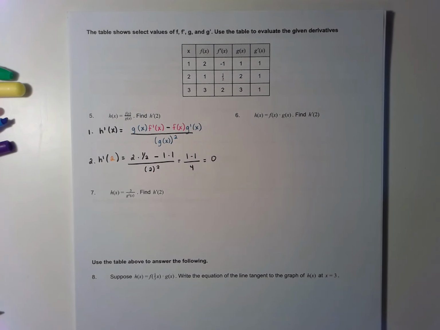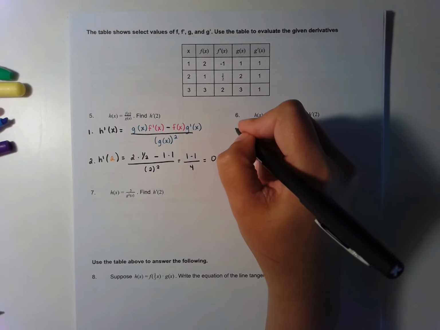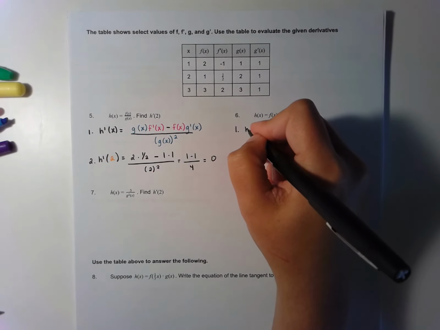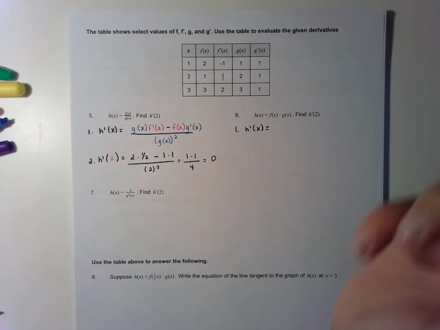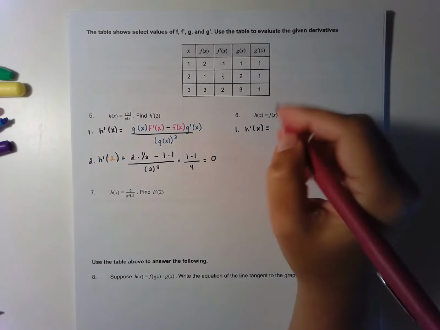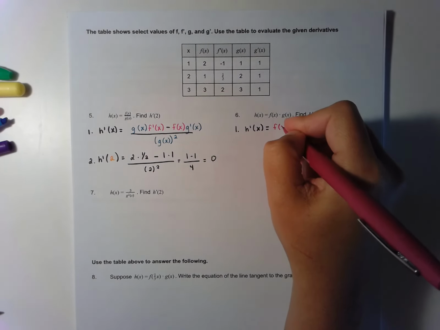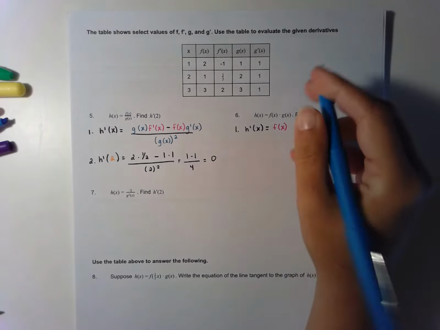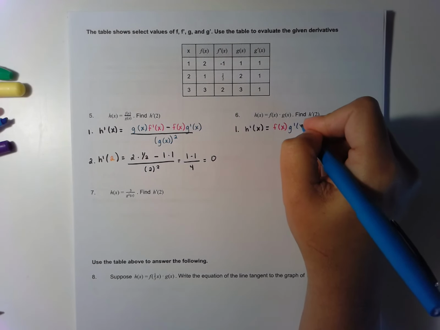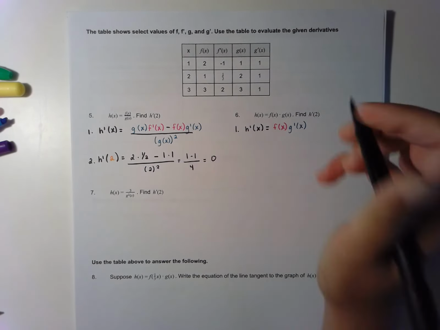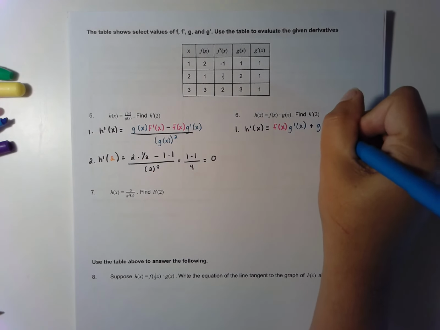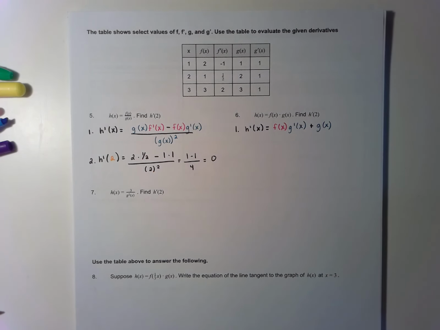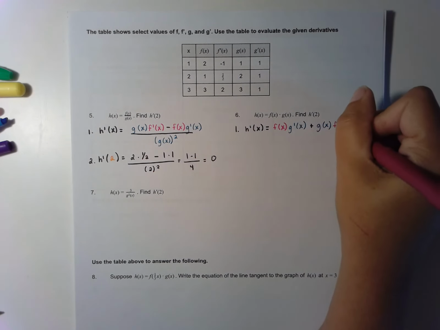Now for problem number 6, we're going to do it very similarly, only this time we're going to be using product rule because h of x is equal to f of x times g of x this time. So product rule says everybody gets to take a turn being a derivative. So copy the first, and then the derivative of the second one, plus copy the second one, and then take the derivative of the first one.